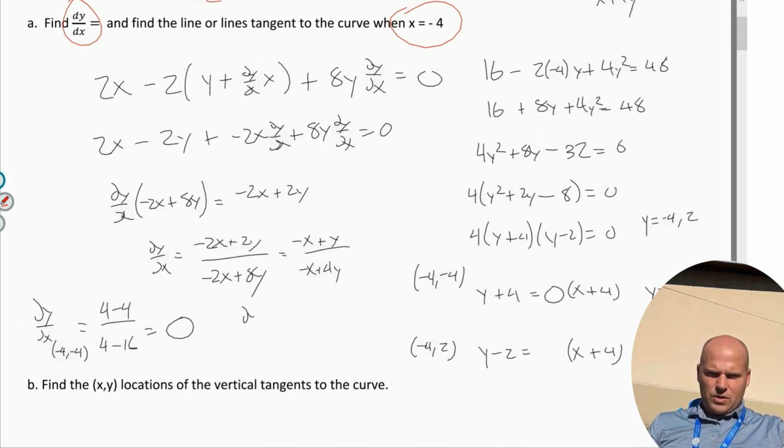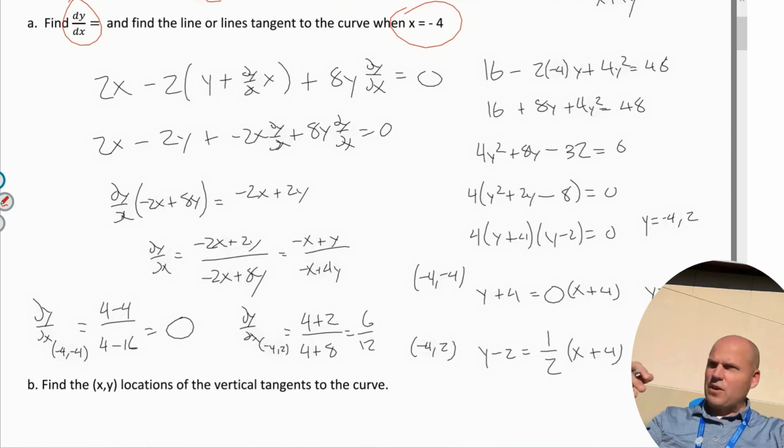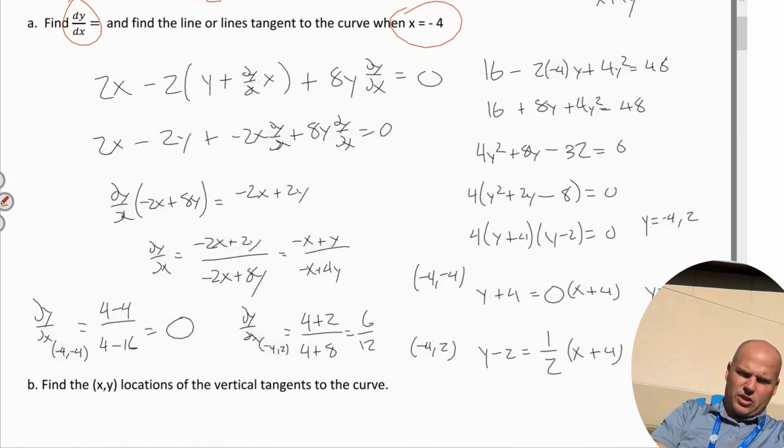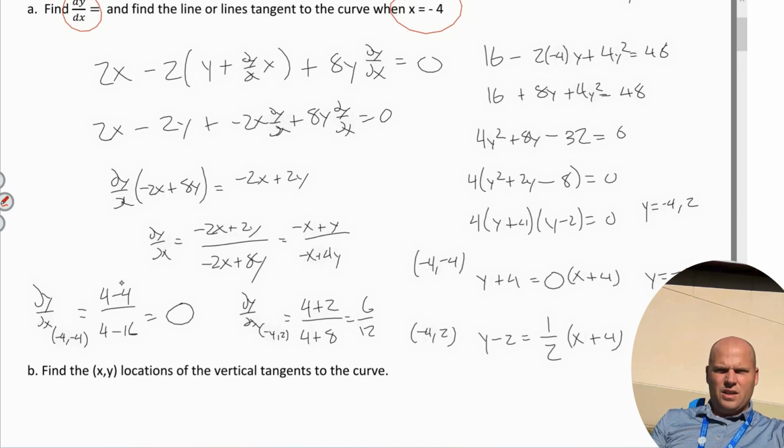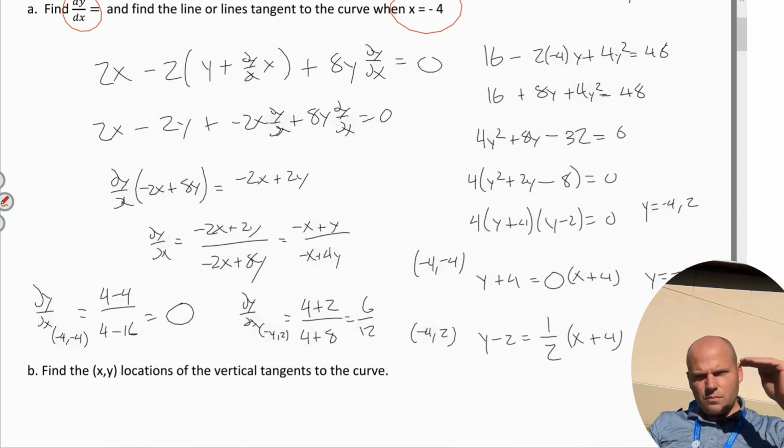And then for dy dx at negative 4, 2, I have 4 plus 2 over 4 plus 8. So that's 6/12, which is 1/2. You don't have the luxury of graphing, so I'm not even going to use Desmos to check. I'm just going to trust that my work is correct and kind of go from there.